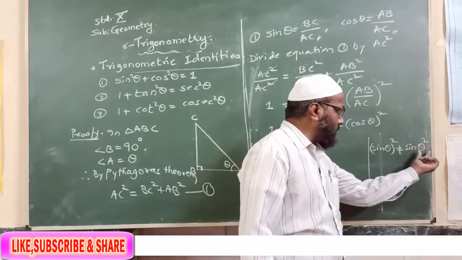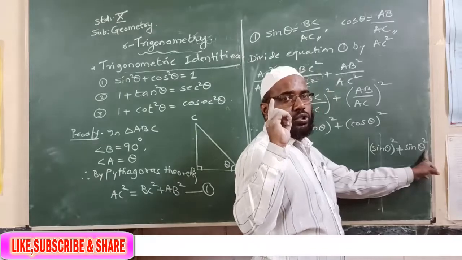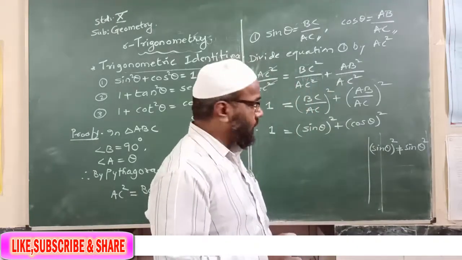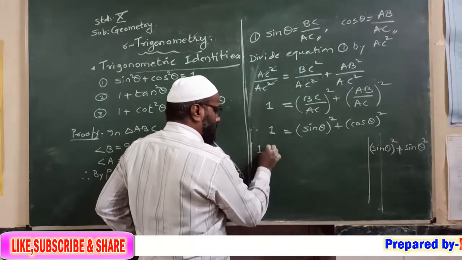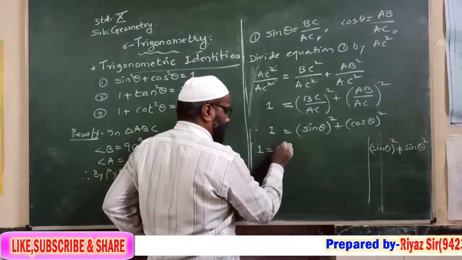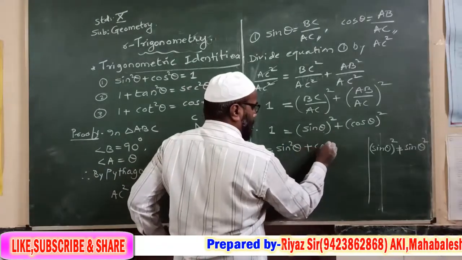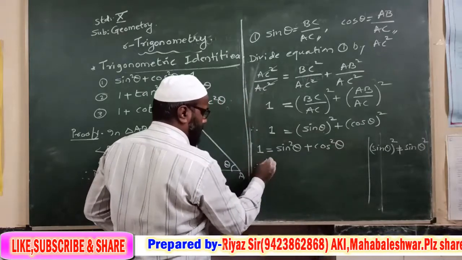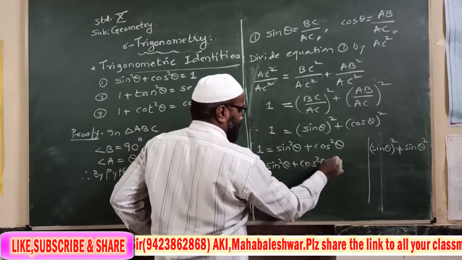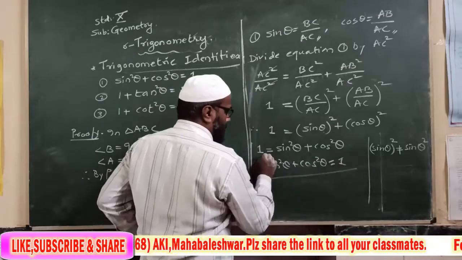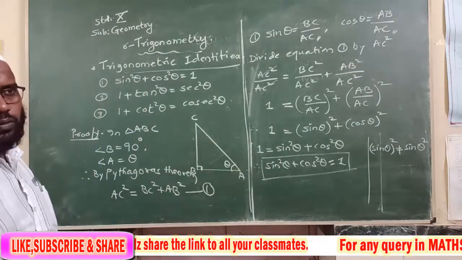If you write sin theta square, it means theta square only, but we have to take the square of that ratio. So we write (sin theta) bracket square, or you can write 1 is equal to (sin theta) bracket square, which we write as sin square theta, plus cos square theta. Therefore sin square theta plus cos square theta is equal to 1. This is the proof for the first identity, sin square theta plus cos square theta is equal to 1.